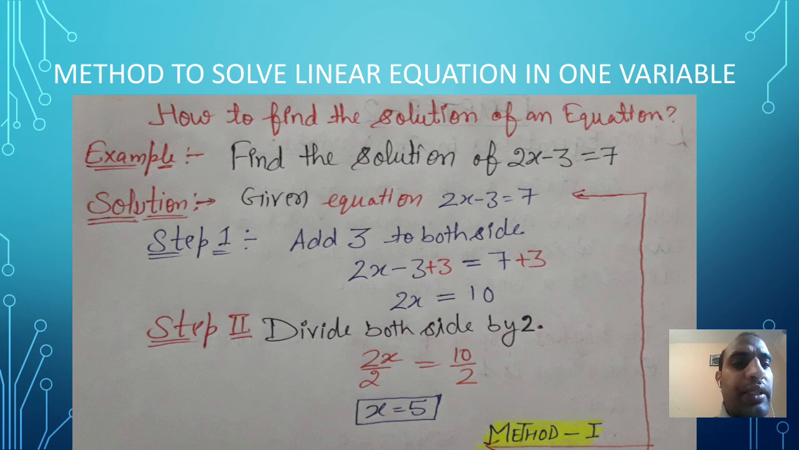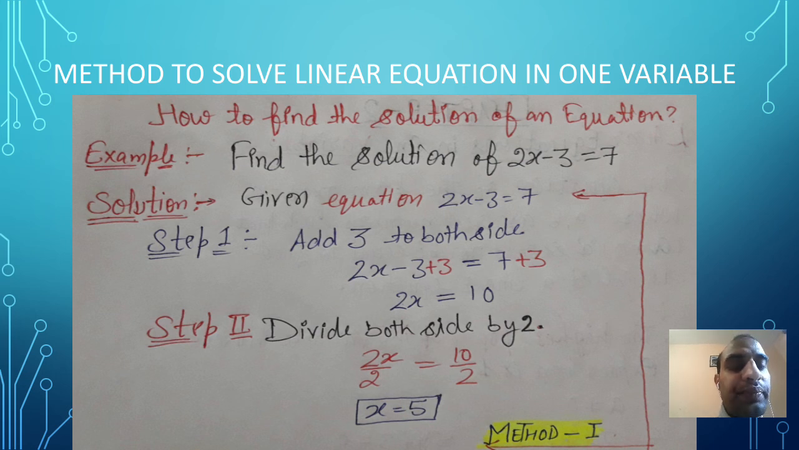Write the given equation first, that is 2x minus 3 equals 7. In this case you can see minus 3. In this method we are adding or subtracting the opposite on the right hand side. So minus 3 we have, that means I need to do plus 3. Step number 1, add 3 on both sides, then 3 minus 3 is 0, and 7 plus 3 is 10. So it becomes 2x equals 10.